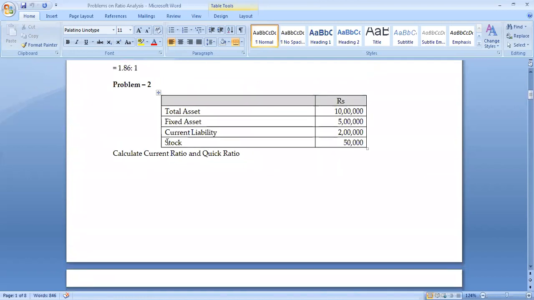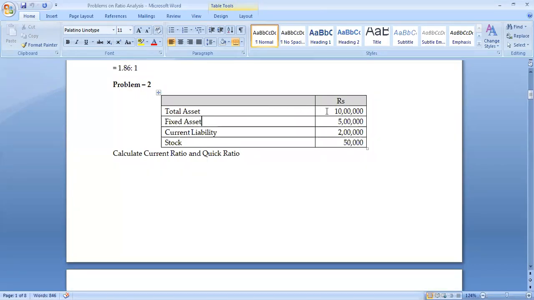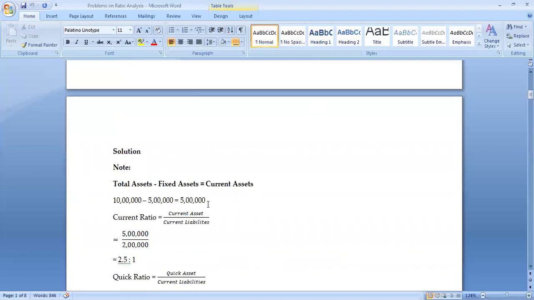Here, see here, the total assets is 10 lakhs. Out of 10 lakhs, 5 lakhs goes for the fixed assets. Out of that, 50,000 goes for the stock, which means the current assets include 5 lakh. In the 5 lakh itself, the stock of 50,000 is included. So, which gives you 5 lakhs together.